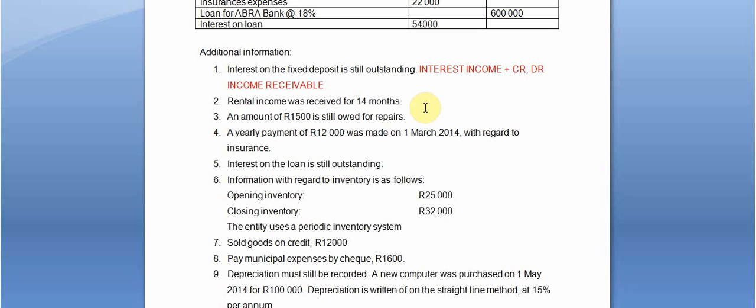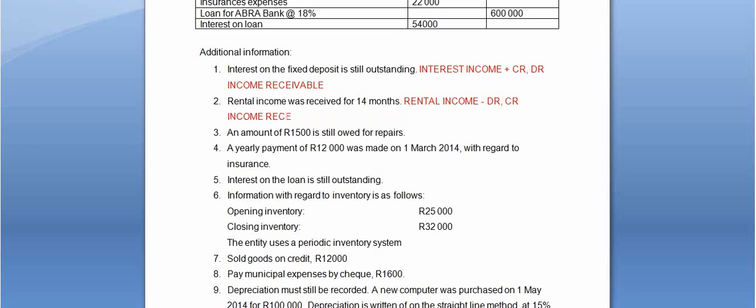The second one says rental income was received for 14 months. So what's wrong with that? In accounting, we can account for 12 months or less than 12 months if it falls within our financial period, but we cannot account for more than 12 months. So there's 2 months too much. So the rental income will have to be decreased by a debit entry, and then I will short a credit entry, and that credit entry will be called income received in advance, because the next 2 months relate to the next financial period.